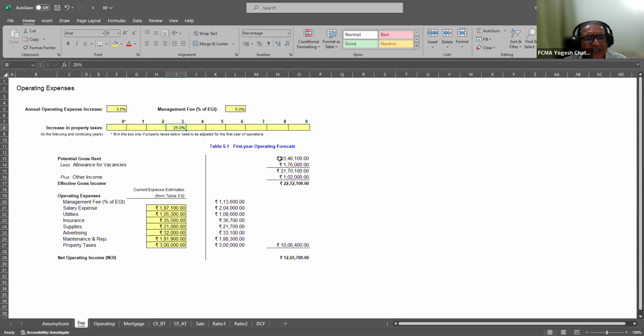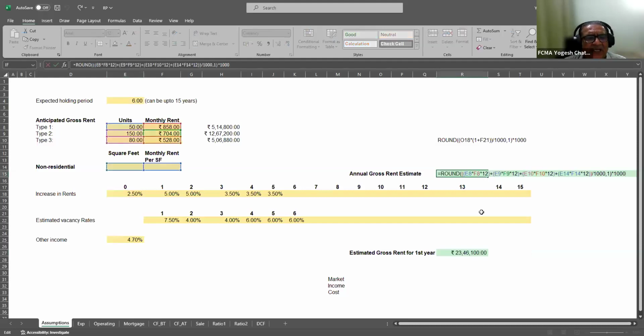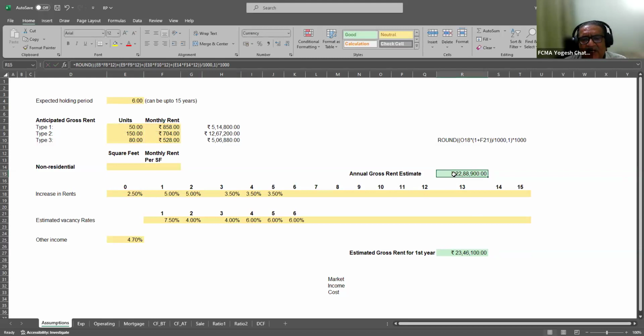So based on these assumptions, this is the potential gross rent that I have computed here. First, I have computed the annual gross rent. The annual gross rent is a multiplication of these. These are monthly figures, so I have multiplied by 12 in each, as you can see in the formula bar. And this is my annual gross rent estimate.